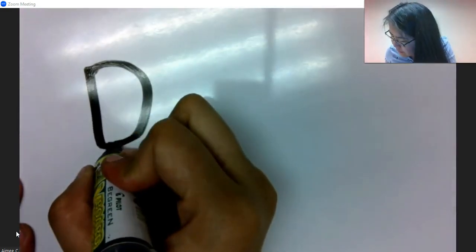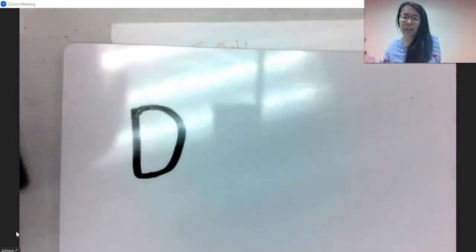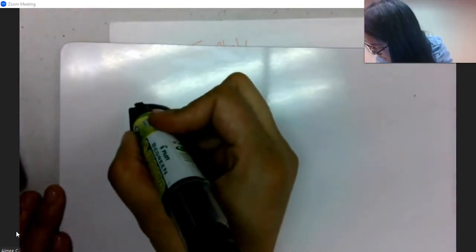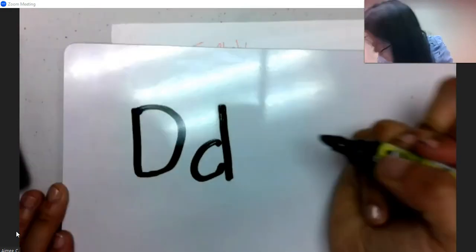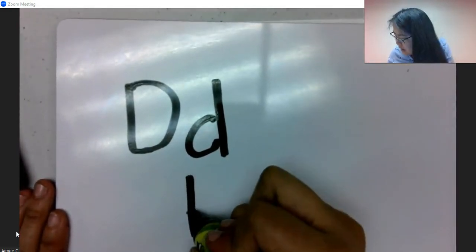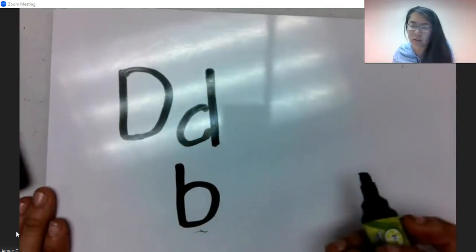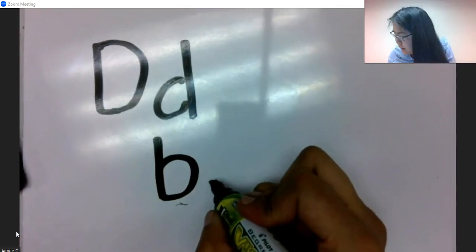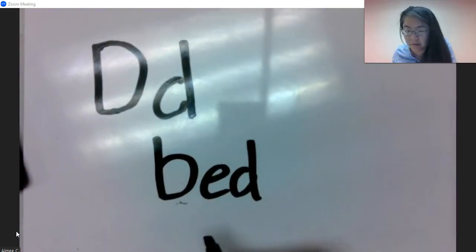Here's capital D. D, dog, or dad, right? Dad. So A, B, C, D. So capital D. Lowercase d looks like this. If you remember, we don't want to get it confused with lowercase b, right? So here are some words that help us remember. We can write bed. You can see how they look different.